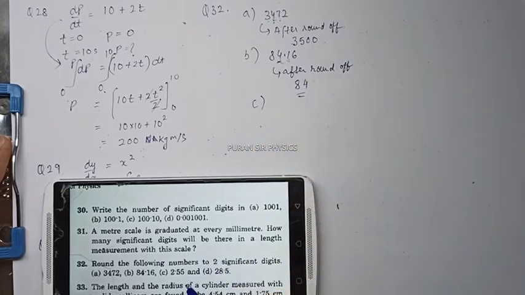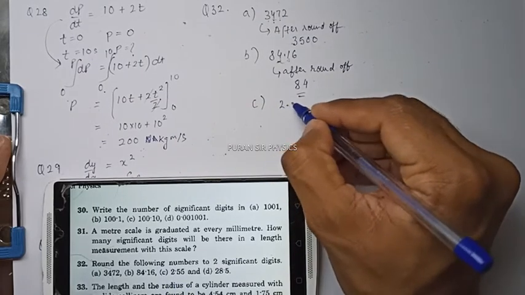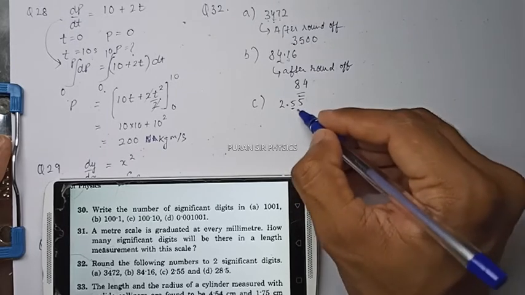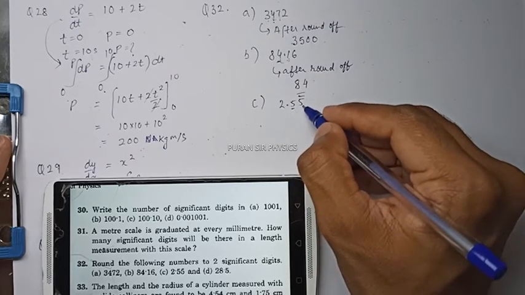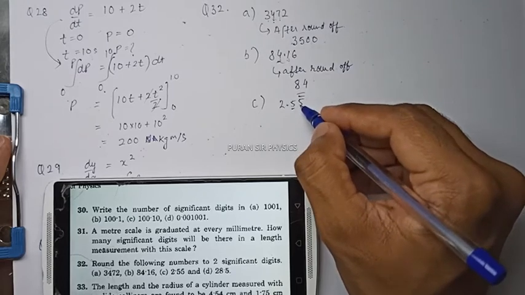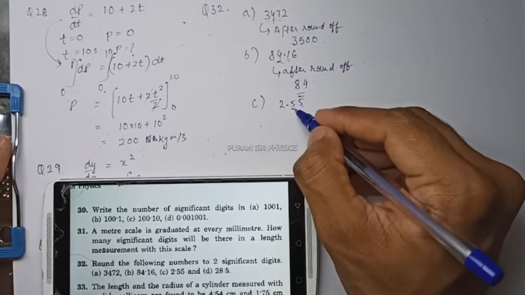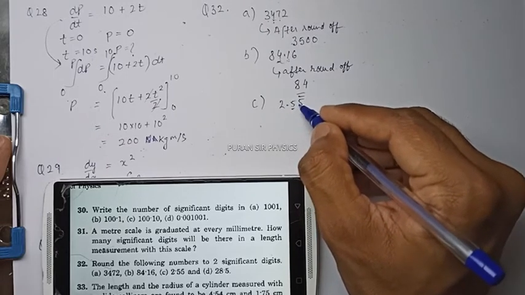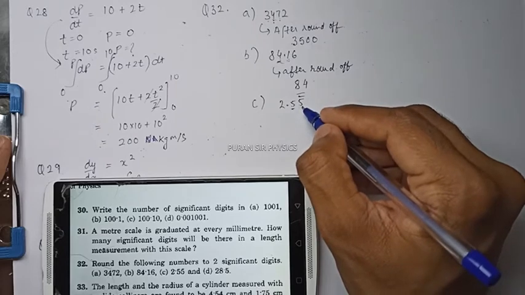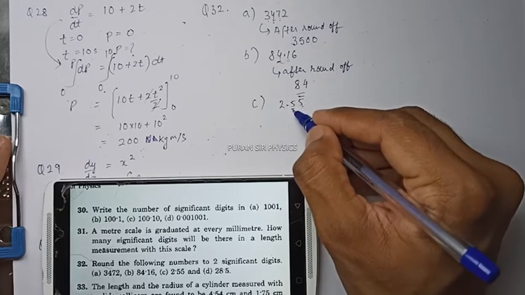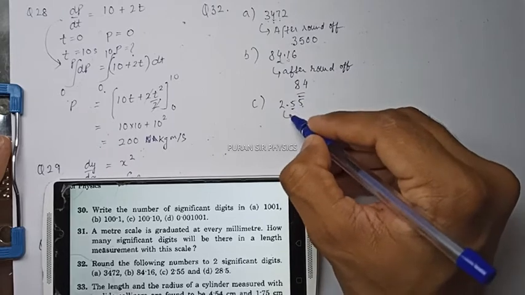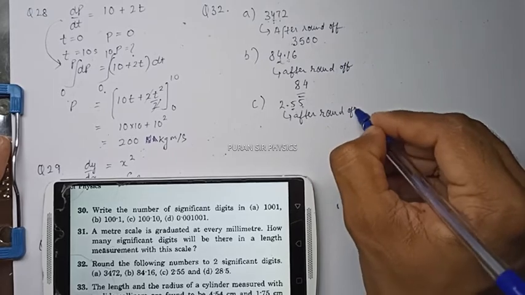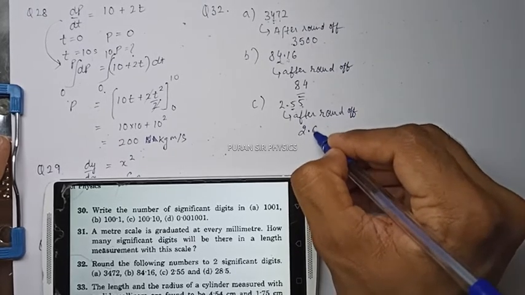In the third part, 2.55. So this is your second significant figure and on the right of it there is 5. If there is 5 on the right and an odd number here, you have to increase it. If there were 5 and an even number here, you would retain it. And if there is 5 and your odd number here, you have to increase it by 1. So after round off it will become 2.6.